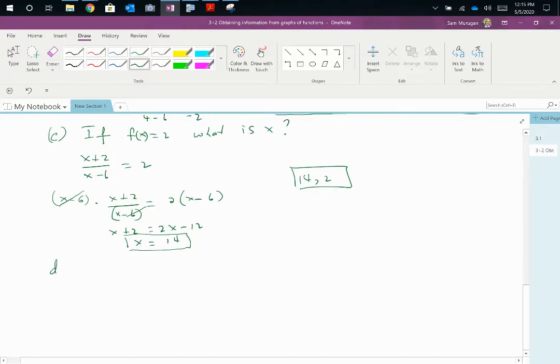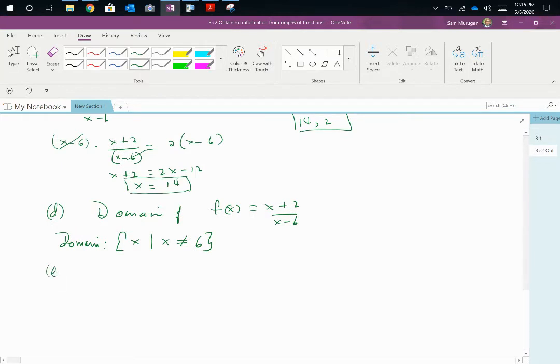Part D, the domain of f of x is equal to x plus 2 over x minus 6. So the domain: x cannot equal positive 6, because positive 6 would make the denominator 0, and we can't divide by 0.